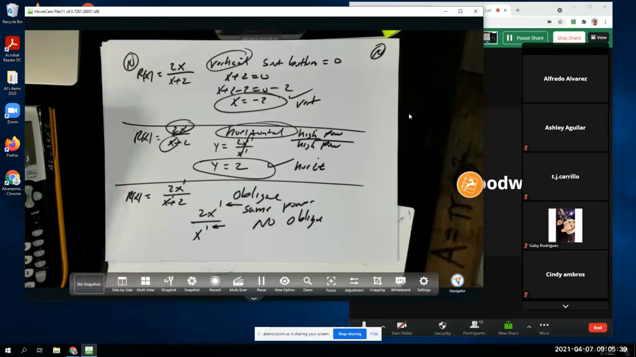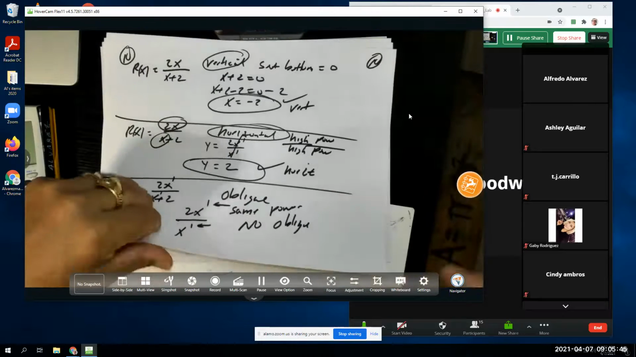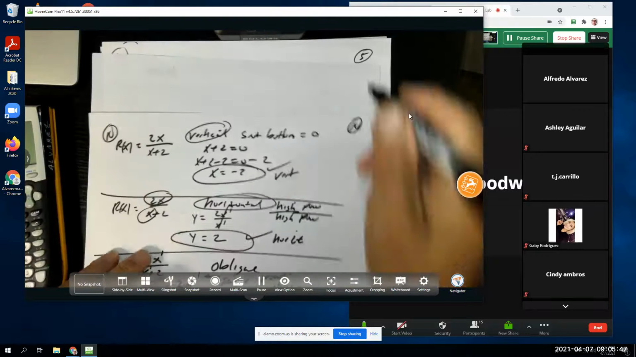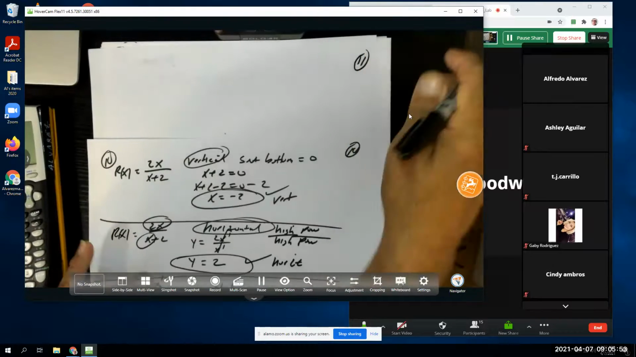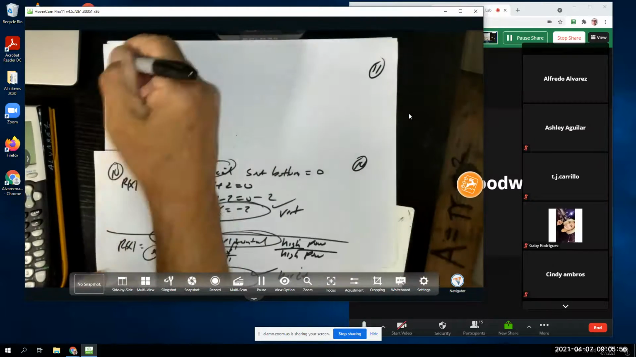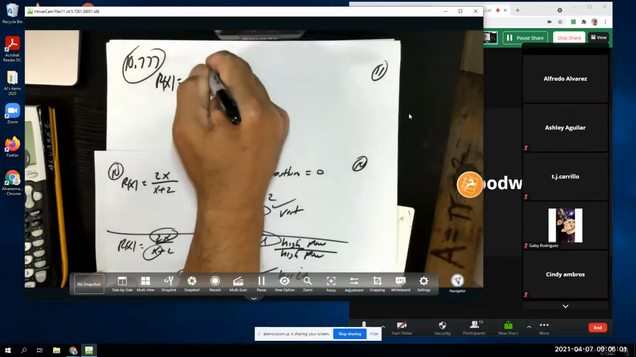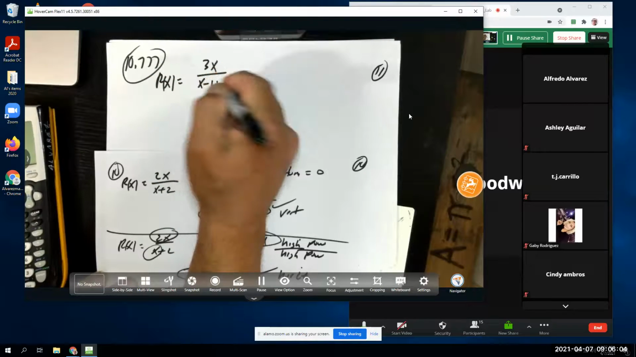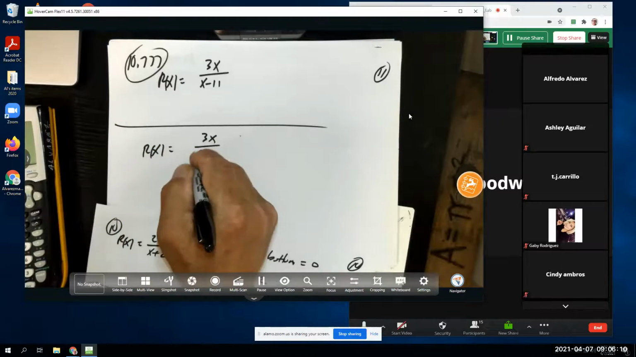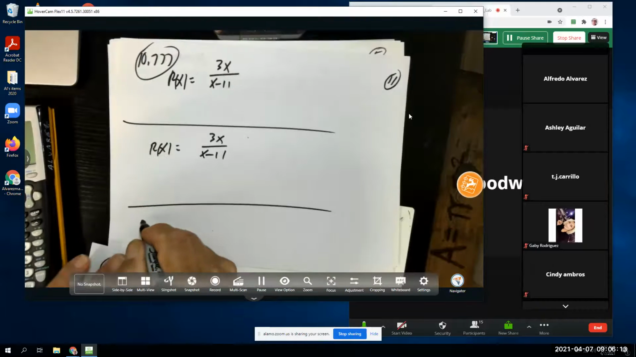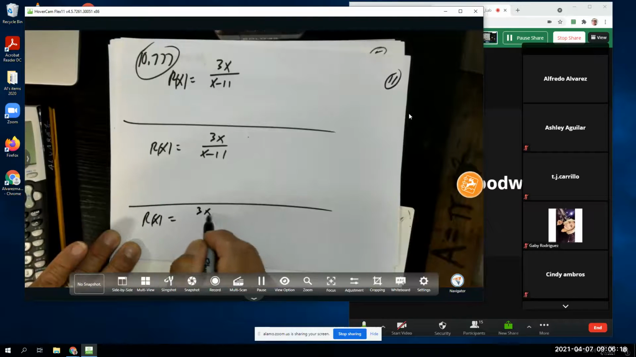Oh, okay. So let me do one more like this one. Let me just do the same problem. I'm just going to change the numbers, okay? All right, let me do number 10 again. Let's go back over here. All right, page 11, and I'm going to do number 10 again. So R of x equals 3x over x minus 11, okay? So there's the original problem, R of x equals 3x over x minus 11.